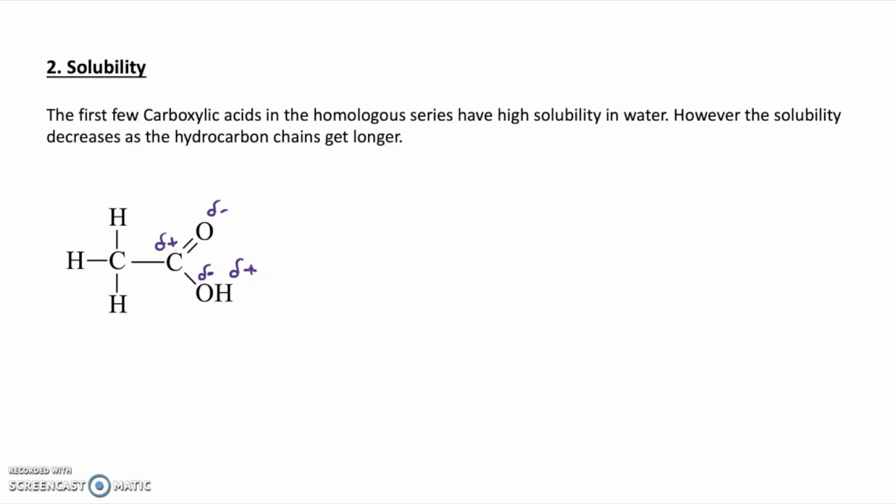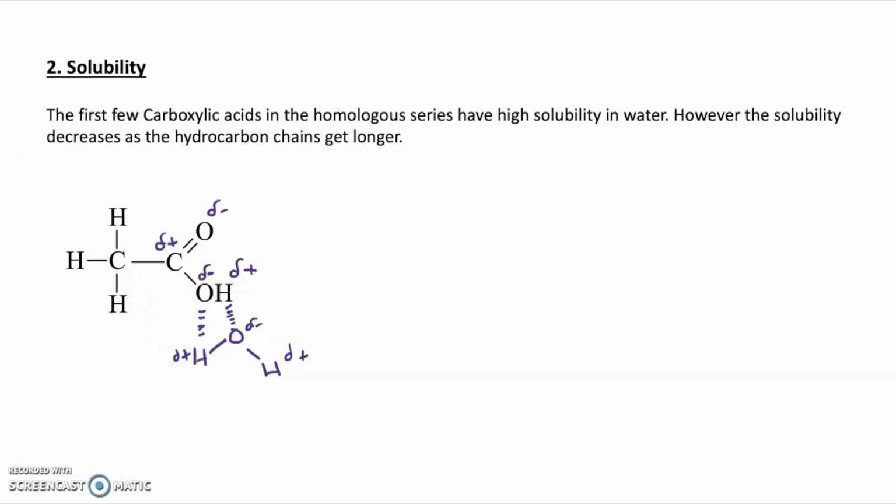Now, to explain why ethanoic acid dissolves in water, I'm going to draw a diagram. And on my diagram, I'm going to put in the dipoles that exist in ethanoic acid. The main dipole that I'm interested in is between the O and the H in ethanoic acid, because the oxygen's a lot more electronegative, and therefore there's a strong dipole between the O and the H.